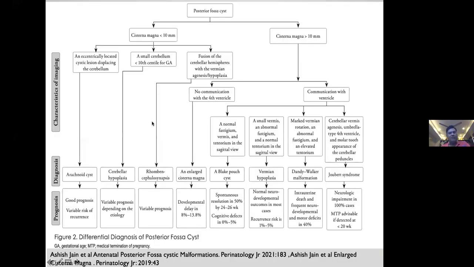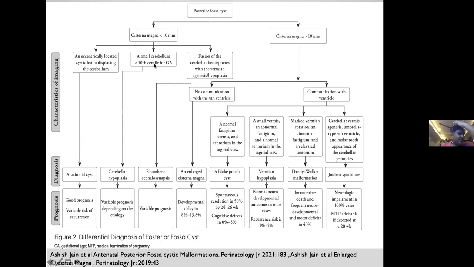So this is another article we published in the Perinatology Journal to look at what to do when you detect a posterior fossa cyst. If you detect a posterior fossa cyst, first try to find out whether it is just an enlarged cisterna magna or the cisterna magna is not enlarged. If the cisterna magna is not enlarged to more than 10 mm and it is an extrinsically located cystic lesion which is slightly displacing the cerebellum, then it is probably an arachnoid cyst, which has a good prognosis.